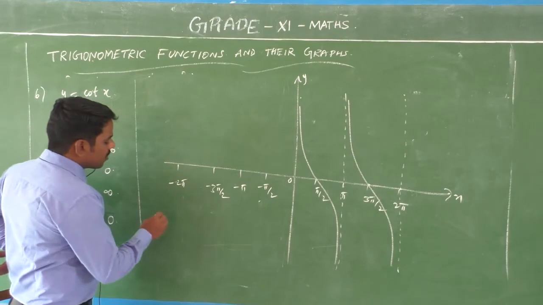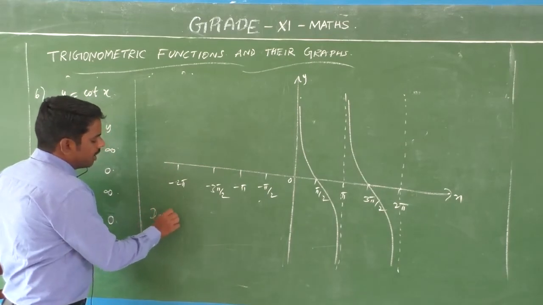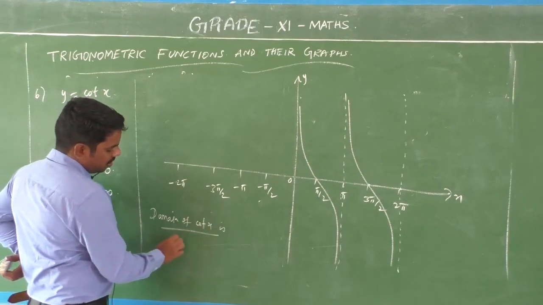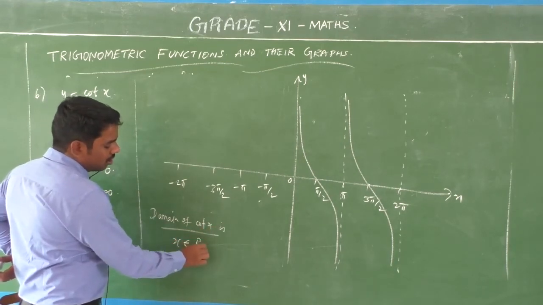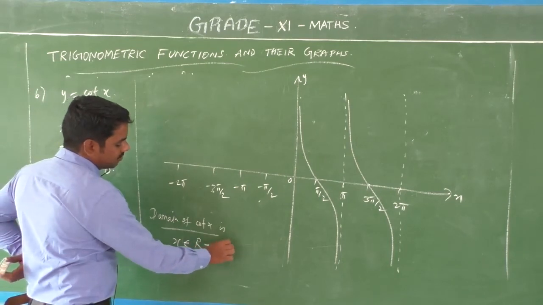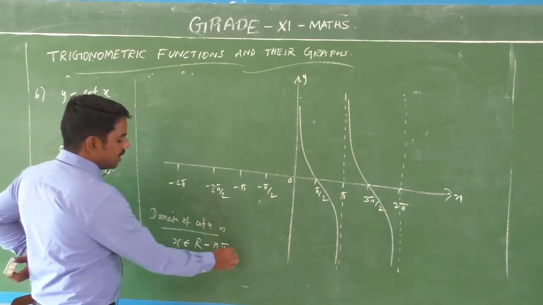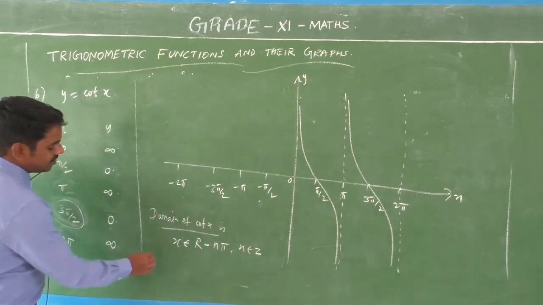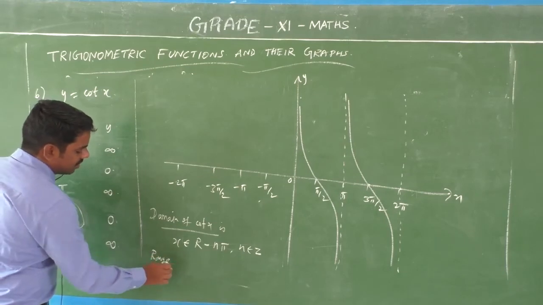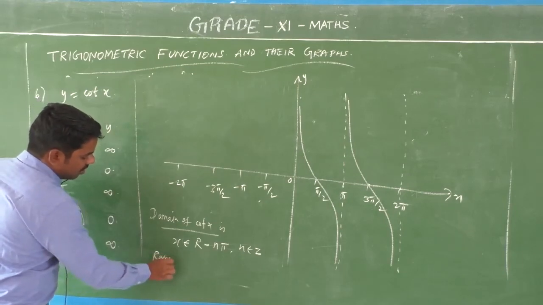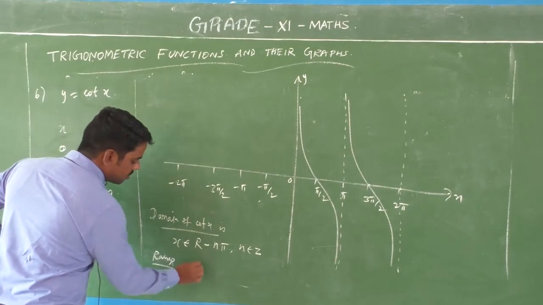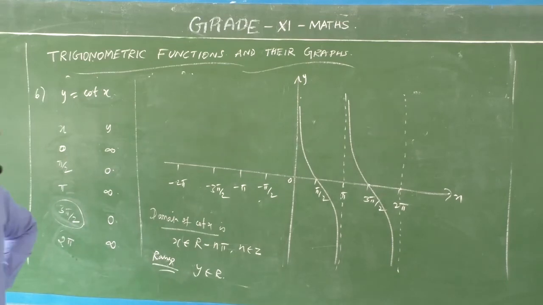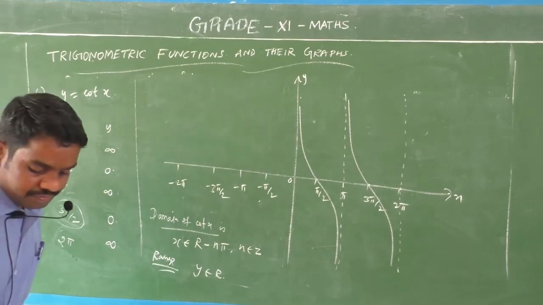Here is the domain of cot x: x belongs to R minus n pi, n belongs to Z. This is the domain of cot x. Next, the range of this function is y belongs to the set of all real numbers.